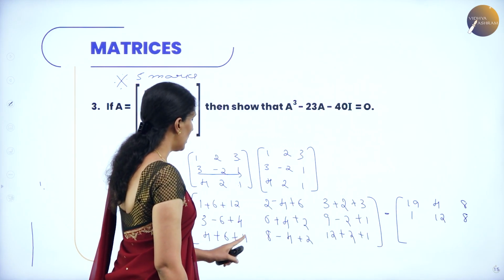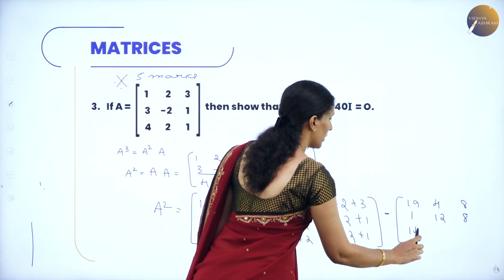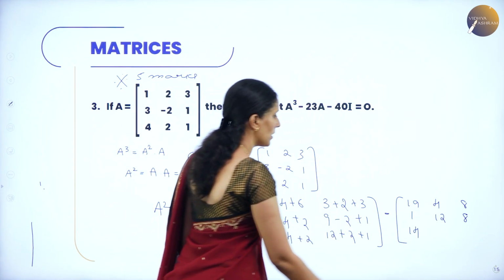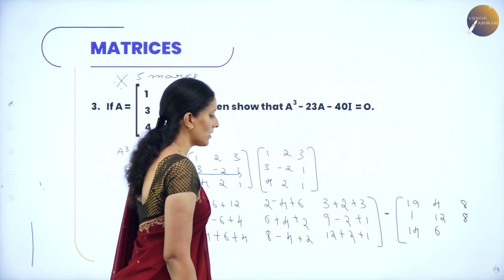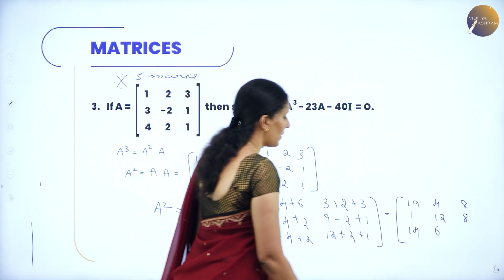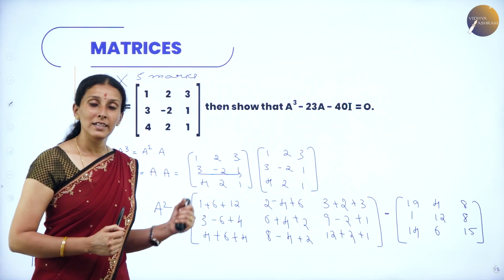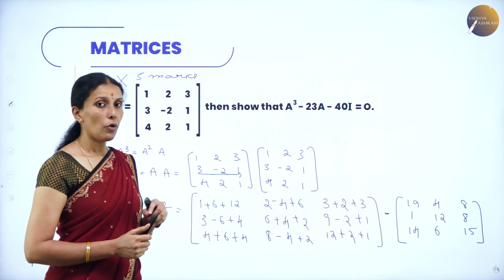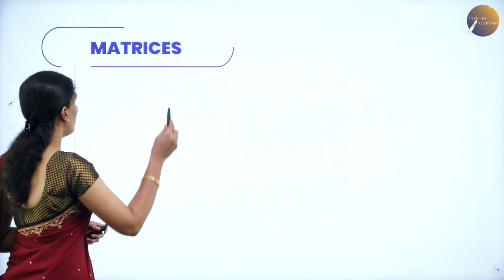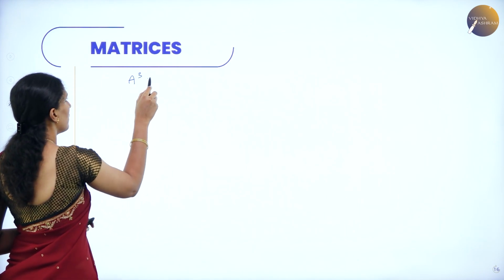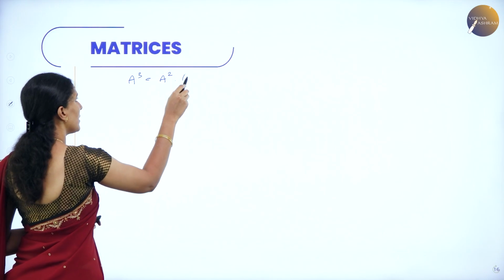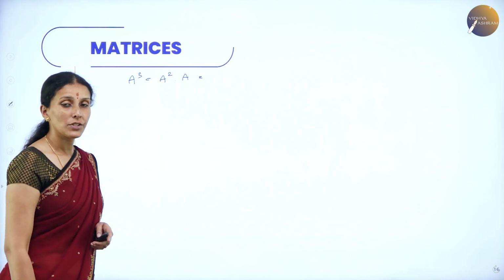Next we have 10 plus 4, 14. Next we have 4 plus 2, 6. Next 12 plus 2 plus 1, 15. Now, this is matrix A square. Now, we have to find out A cube. So, for A cube, we need to multiply A square with A. So, what is A square we got here?